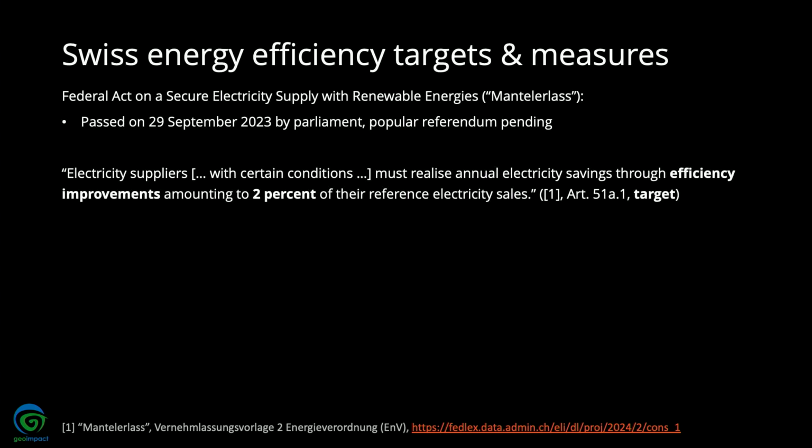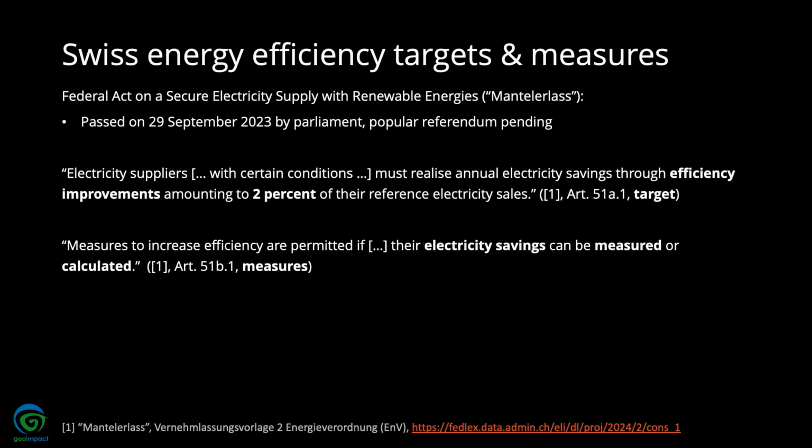And among many topics, there's also one topic about energy efficiency. It says that electricity suppliers must realize electricity savings through energy efficiency improvements amounting to 2% per year. So this is a concrete topic which will probably soon be of interest to the utilities. And it also says something about the measures. So the measures are only permitted if these savings can actually be measured or calculated.